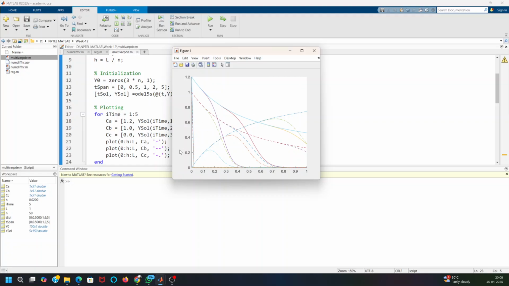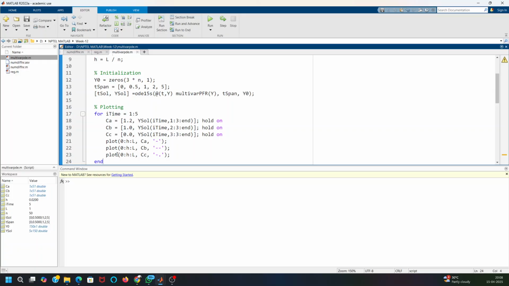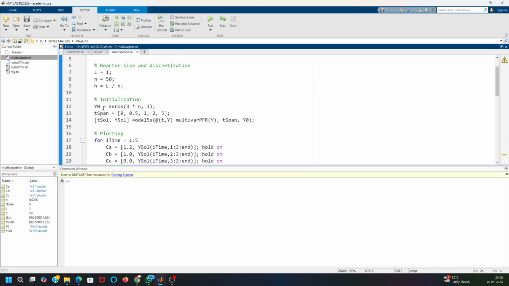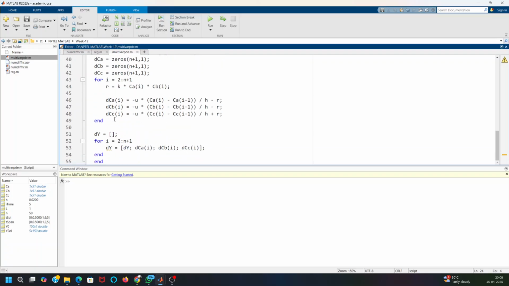This is how concentrations are varying with respect to the length of the reactor. So we are plotting it with respect to the length of the reactor. That's how we can get the idea of how our solution is looking. That's how we can solve partial differential equations of multiple variables. Here the multiple variables are CA, CB, and CC.